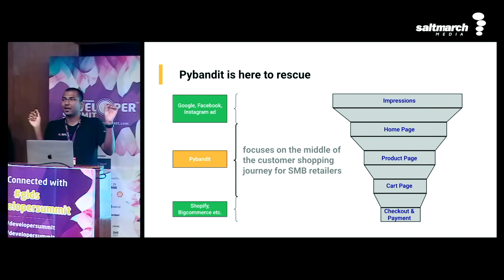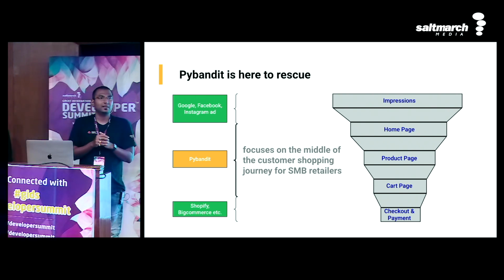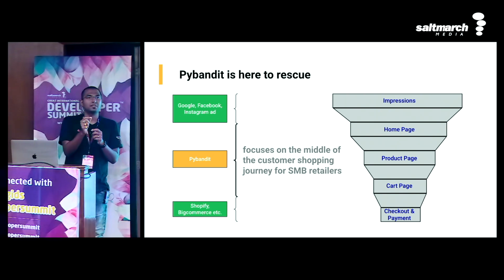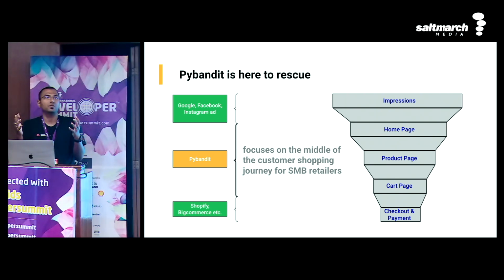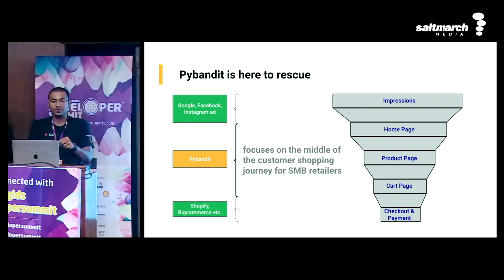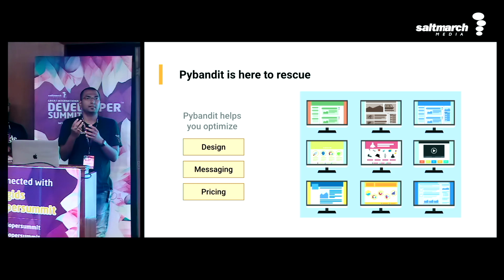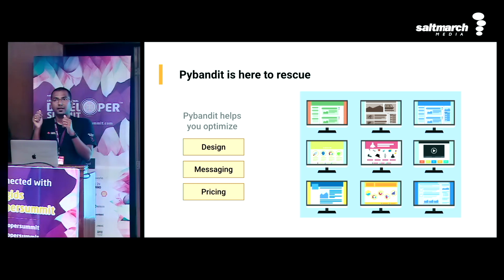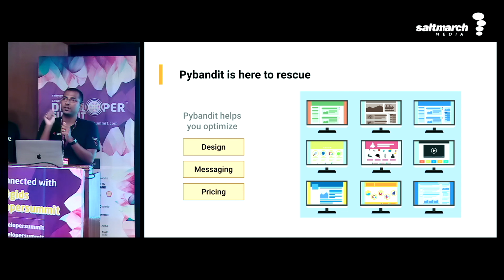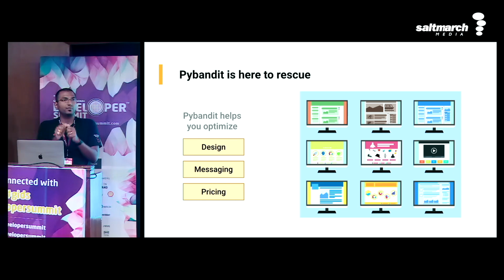So all the sophisticated algorithms that Amazon, eBay, Flipkart, and Walmart have are ineffective here because those algorithms are suitable for high traffic, high volume users, right? And that is why Pybandit is here to rescue, and it helps you do three things, right? It helps you choose which design is going to resonate well with your customers, which messaging is going to make customers feel like they want to buy from your website. And it gives you a way to manipulate the pricing part, right?